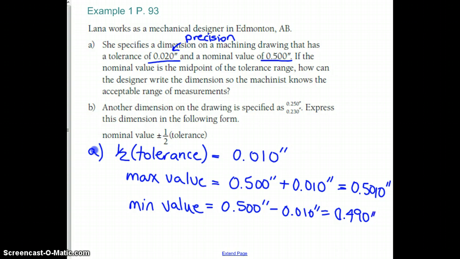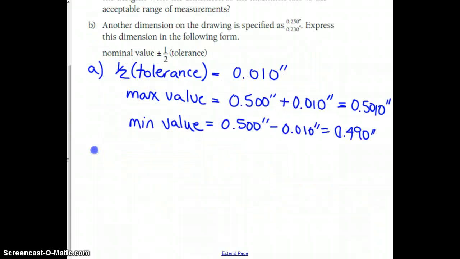Now that we have all of that information, we could write the acceptable range. There are a few different ways of doing this, as shown in your Explore the Math. One way the dimension could be written is 0.510 inches over 0.490 inches. You could also write it as 0.500 inches plus or minus 0.010 inches. Both of those would be acceptable.